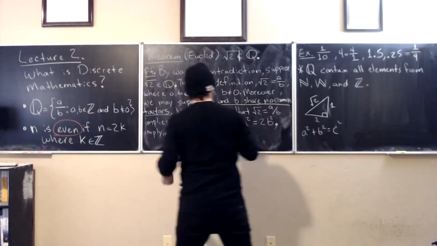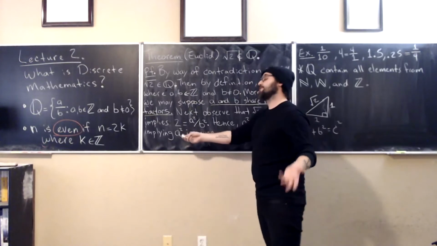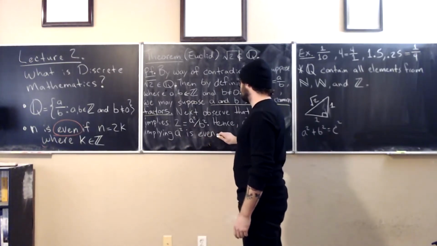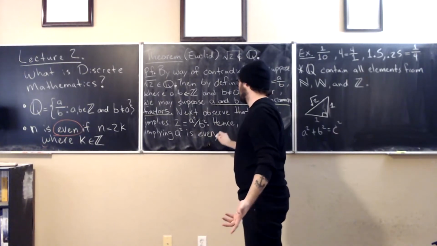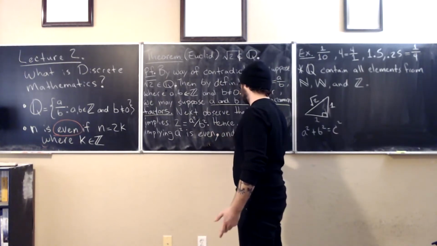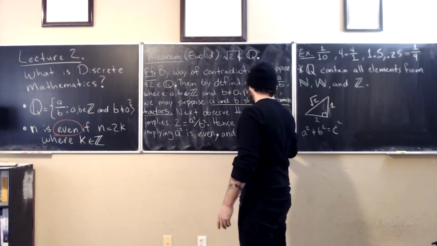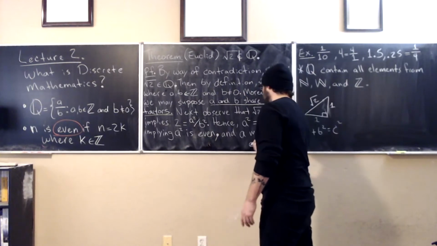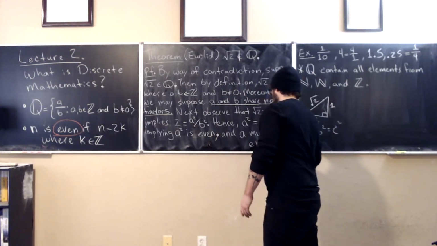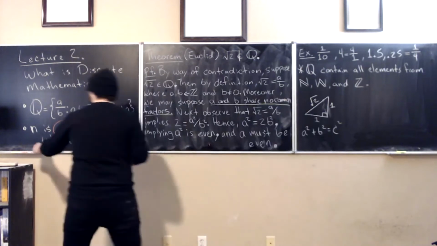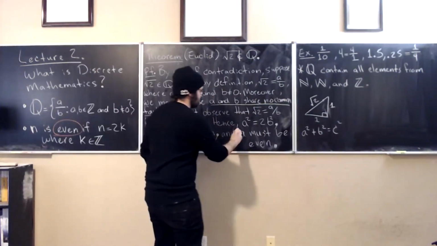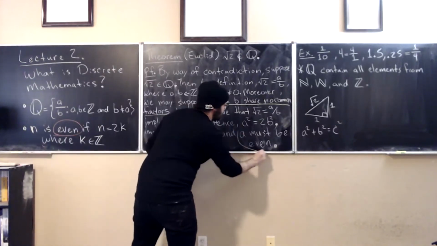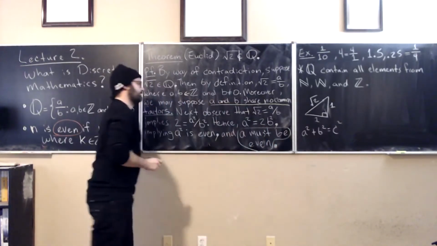So hence a squared is equal to 2 times b squared. So a squared is even, implying a squared is even, and I'll just put a comma there, and a must be even. So a must be even.